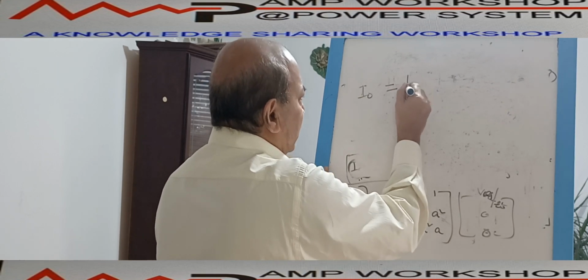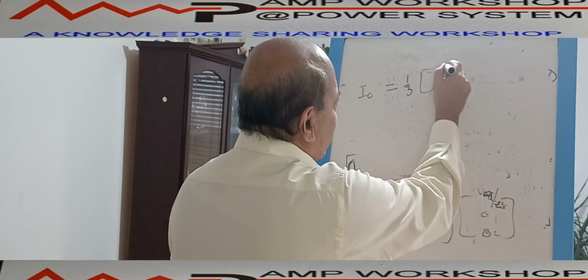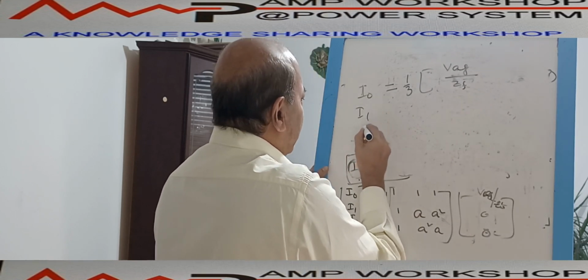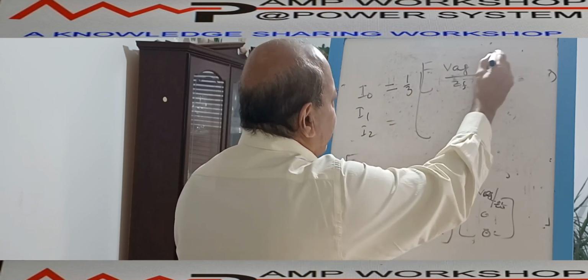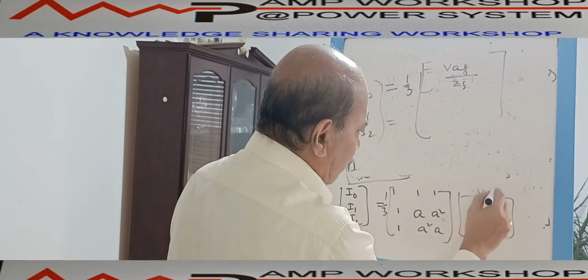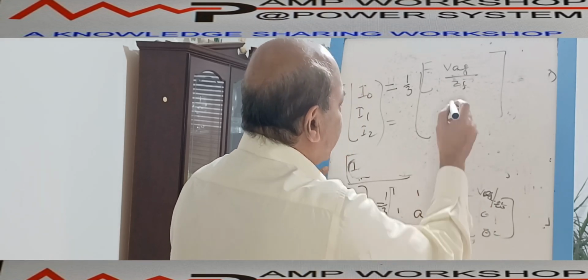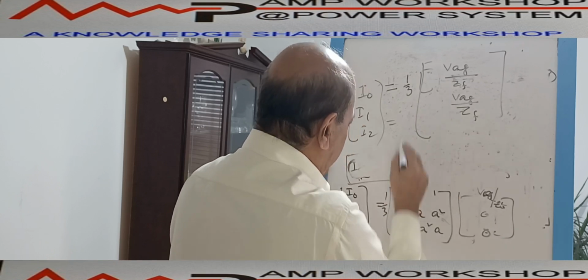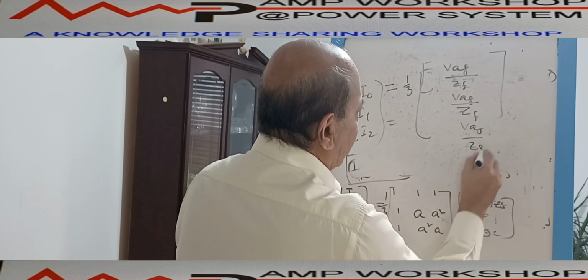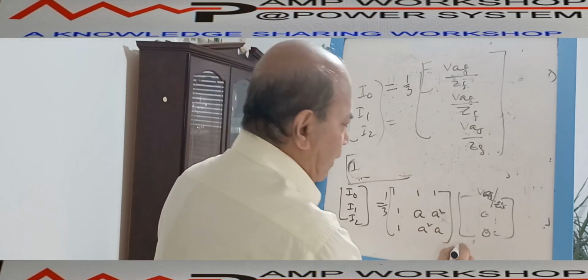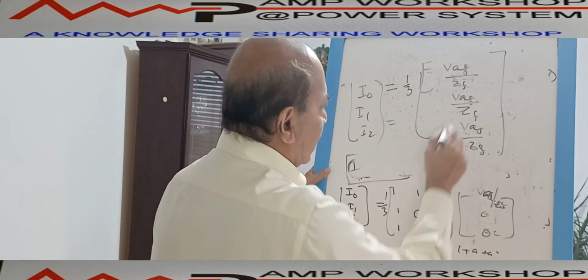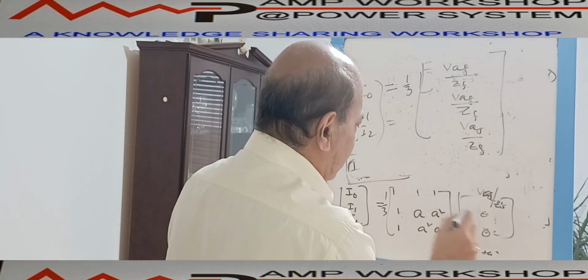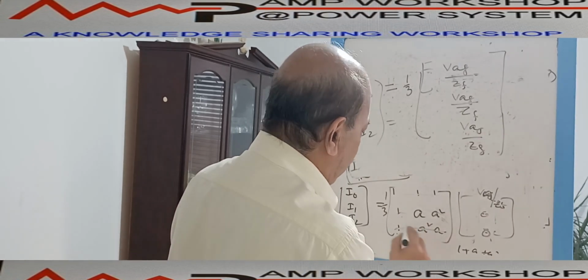If you calculate the first row, first column, we get VAG by ZF. That equals 1/3 of this matrix. Then the second row, first column, that is A, gives VAG by ZF. And I2 in the same way is 1/3 and also VAG by ZF. Because 1 plus A square equals 0, if you apply this formula, ultimately you get this matrix: first row, VAG by ZF, second row, VAG by ZF, and third row, 1 into VAG by ZF.